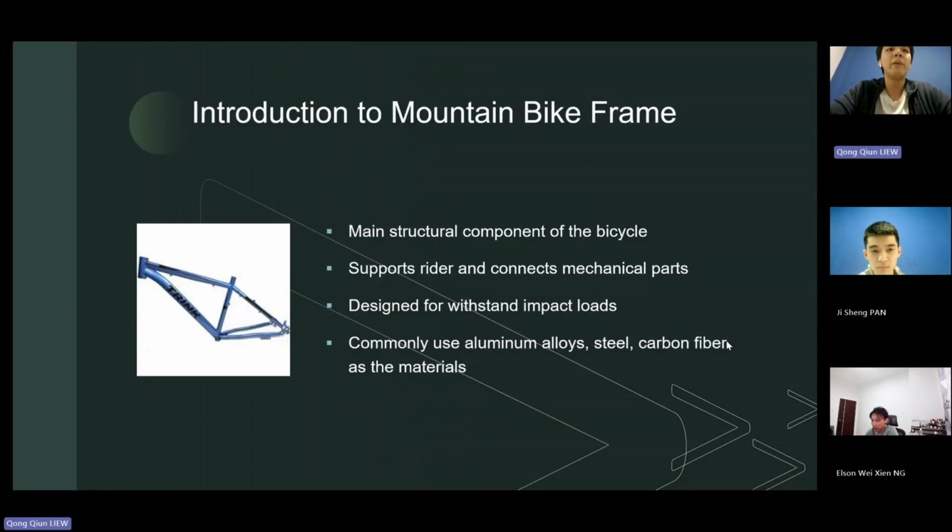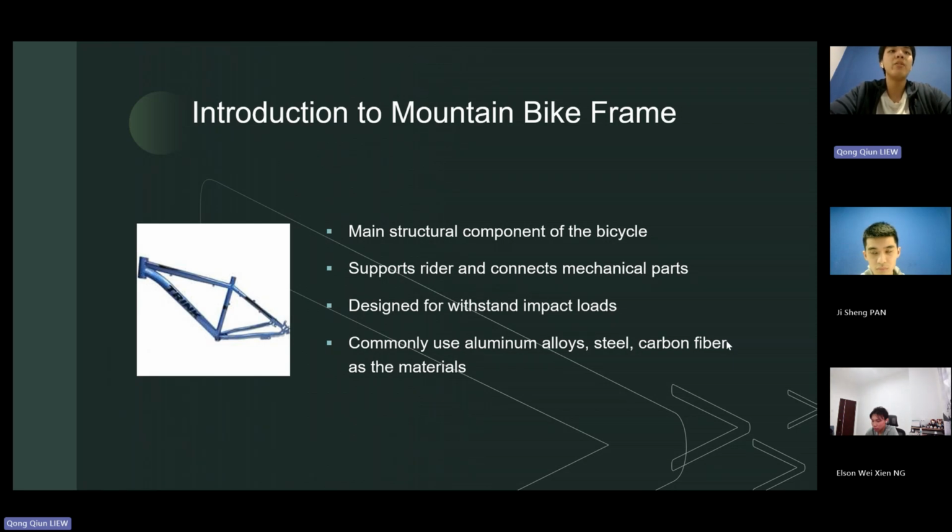So basically, a mountain bike frame is the main structural component of the bicycle. It holds the rider's weight and connects all the mechanical parts together, which determines the overall stability of the bike. Compared to road bikes, mountain bikes are used on rough and uneven roads. As a result, the frame experiences strong impacts, vibration, and repeated loading.